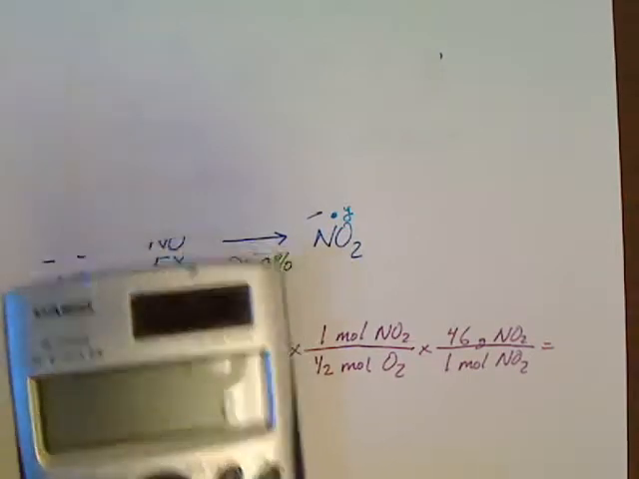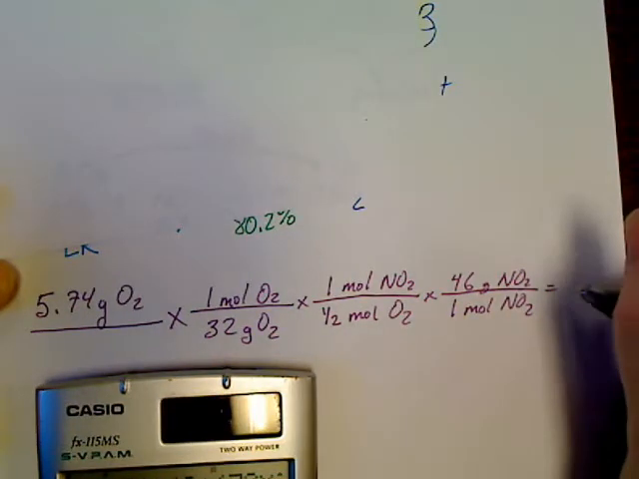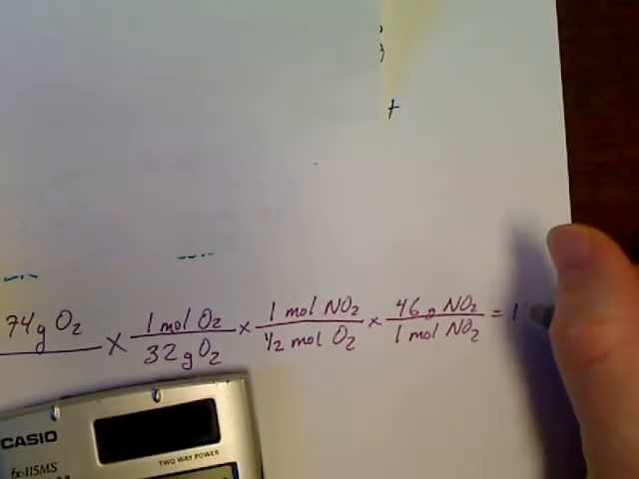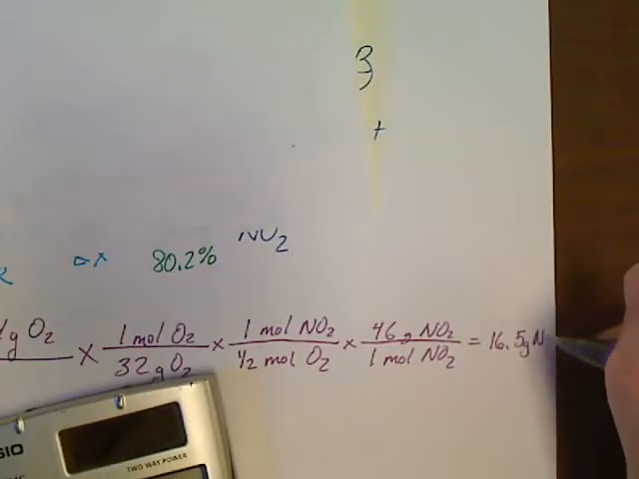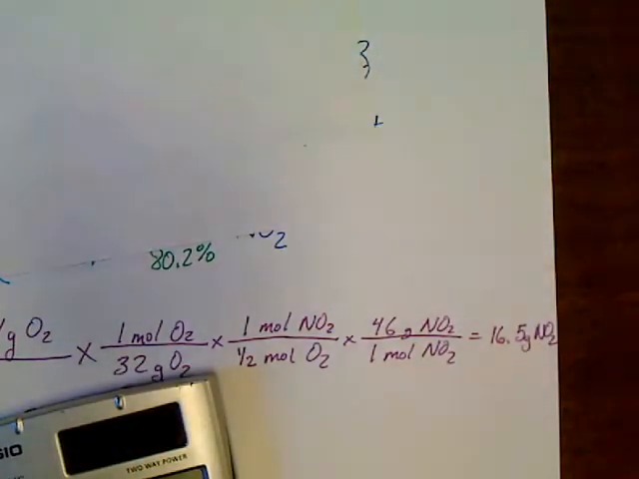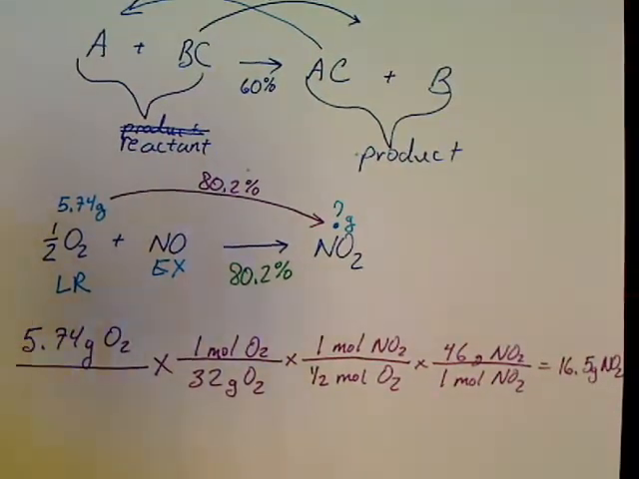And so it looks like I've got 5.74 times 46 divided by, what we got here, 32 times a half, which was 16. Oh well, too late. So this is 16.5 grams of NO2. Now, I want you to take note of something. That's 16.5 grams of NO2.